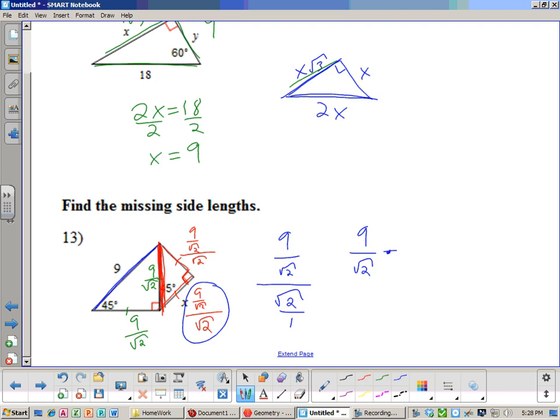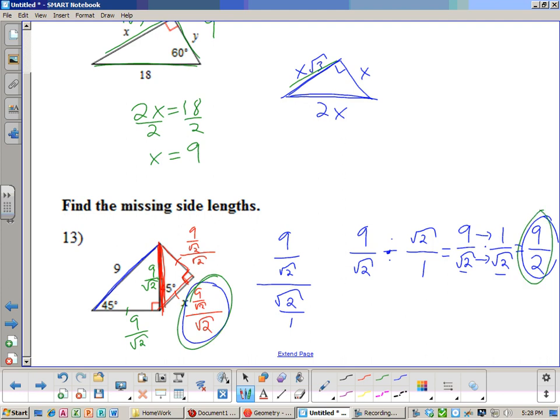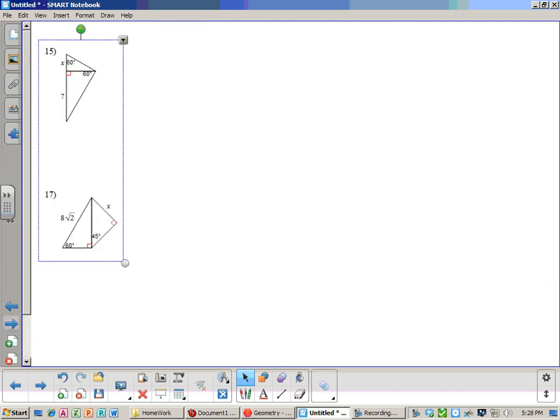And if I'm saying this divided by square root of 2 over 1, then that's the same thing as saying 9 over square root of 2 times 1 over square root of 2, which is the same thing as, going straight across, 9 over square root of 2 times square root of 2, which is 2. So the answer is 9 over 2. But once again, you didn't have to simplify. Either one of these answers works out fine. I'll give you credit for either. So if you don't reduce, no problem. I don't expect you to be able to simplify radicals just yet. Okay? No problem. All right, moving on.